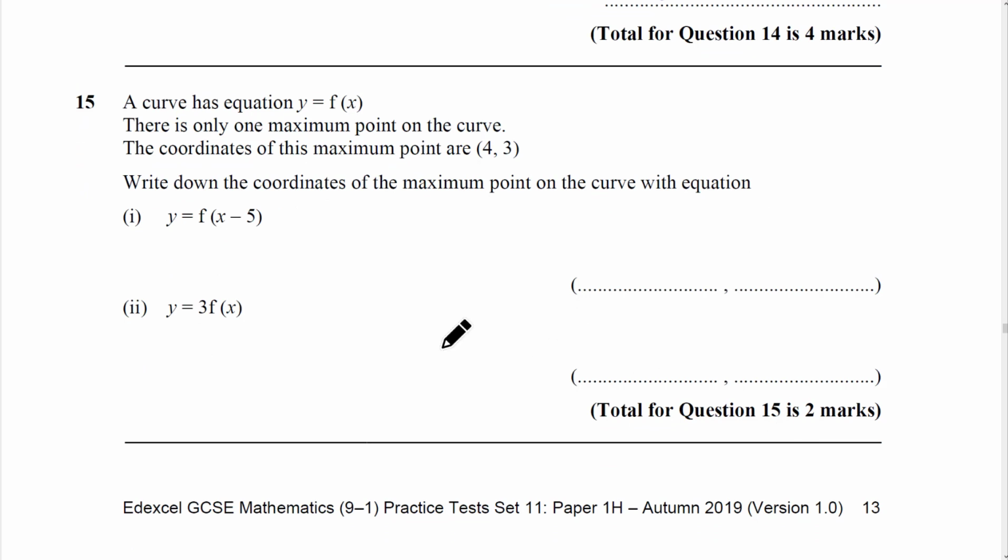15 now. A curve has this equation. There's only one maximum point on the curve. The maximum point is this. So if it's a maximum point, it could be a graph like this. And they're saying that is 4, 3. So this is graph transformations.